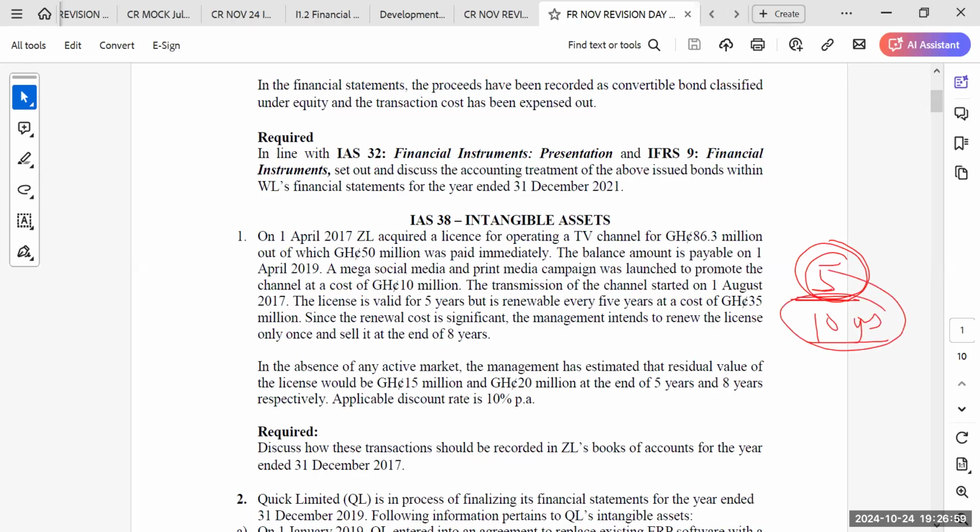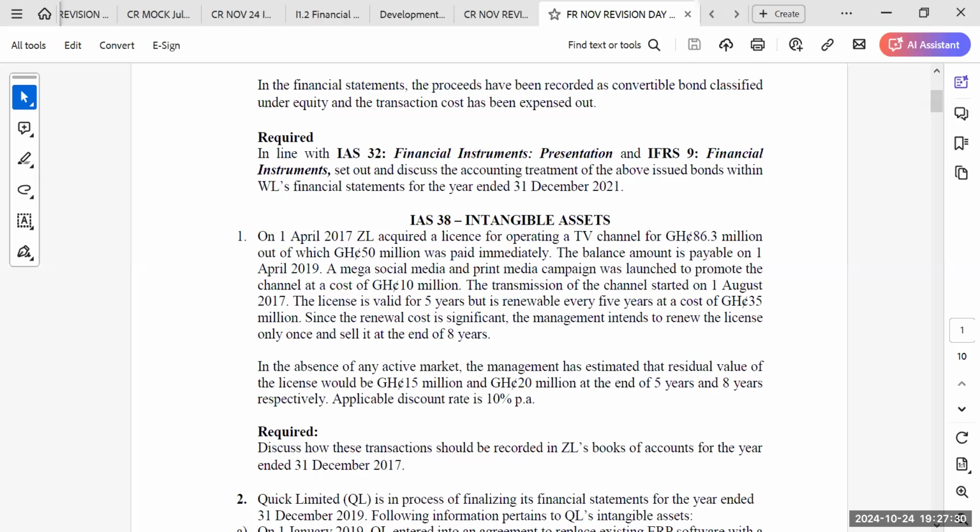But if the renewal cost is significant, the possibility of them renewing the license is very low, because the cost is very high. It's a huge amount of money, and the possibility of you renewing is very low. So we limit the useful life of the license to what? To its original useful life. So in this case, the license useful life will be what? 5 years. You obtained it for 5 years, so you use it for 5 years, because the cost of renewal is significant. The possibility of you renewing is very low. So we use the original useful life of 5 years.